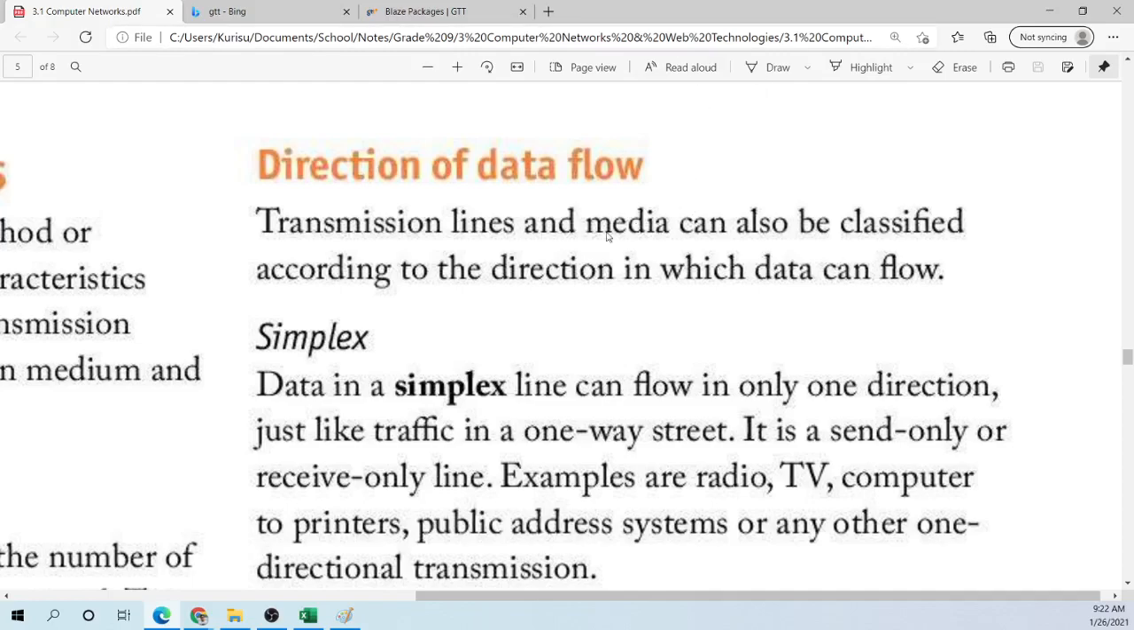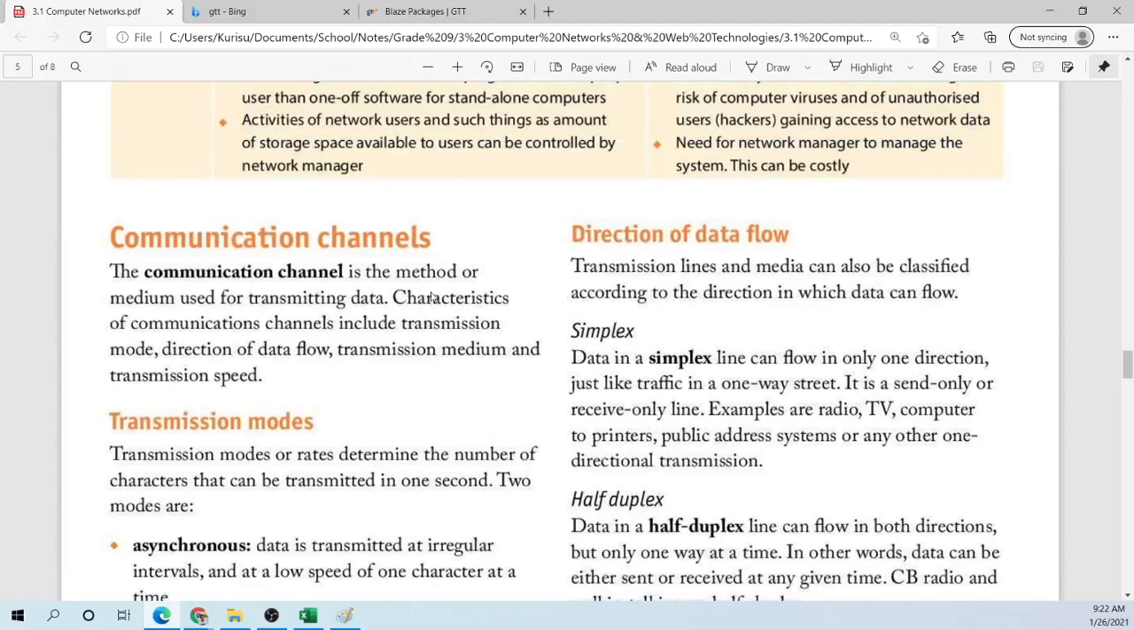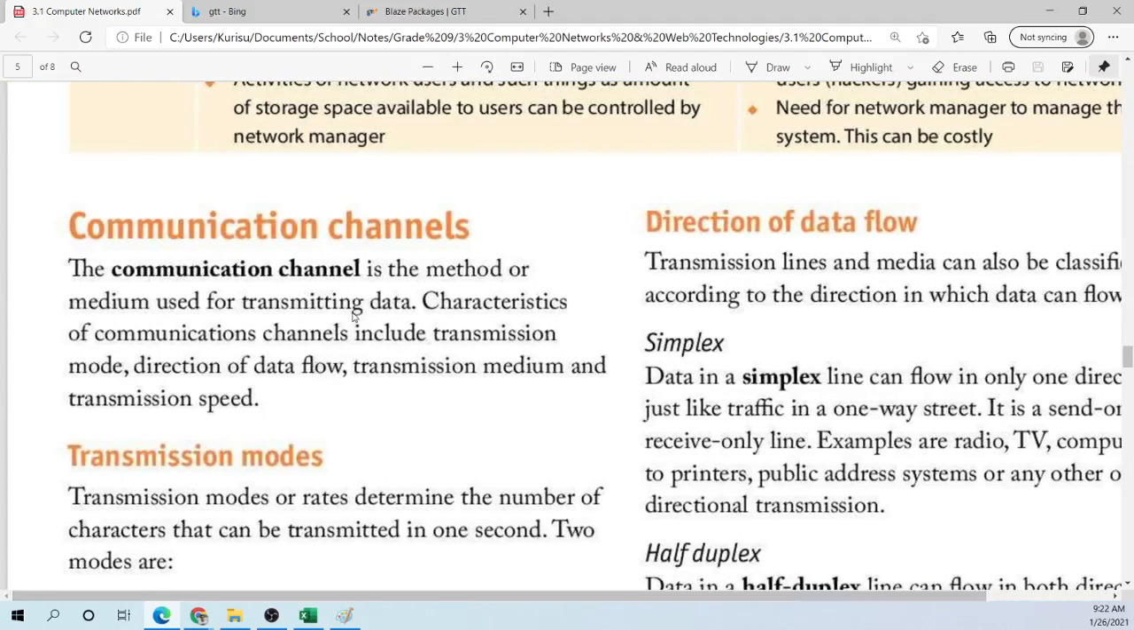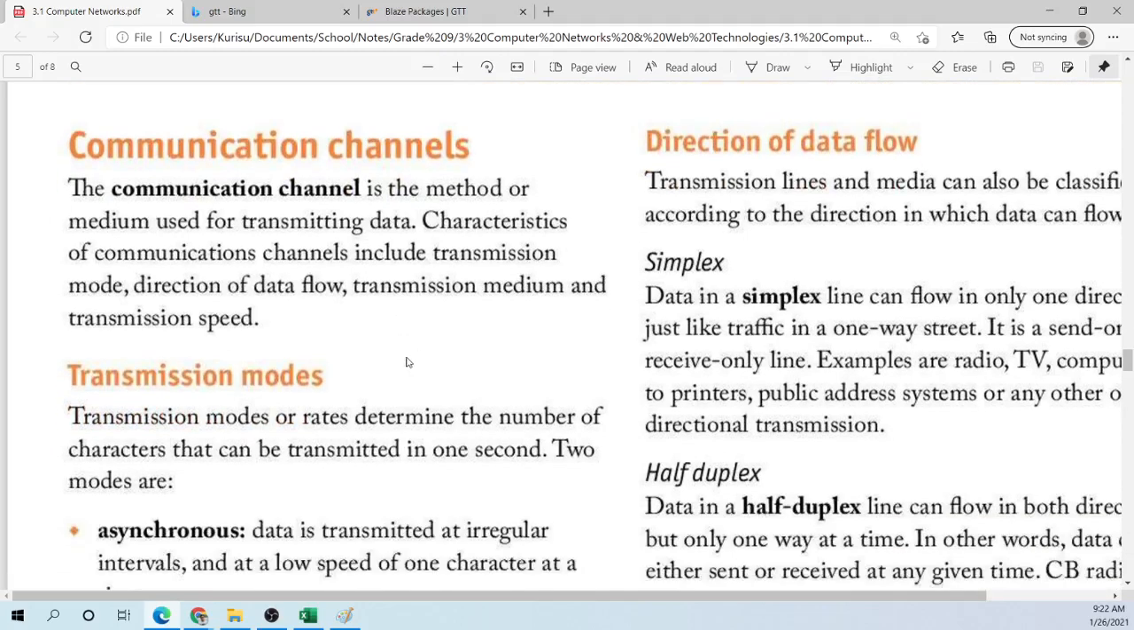Good. So remember, what are we looking at? We're looking at what is a communication channel. It is a method that is being used to transmit data, and there are some characteristics of that communication channel. The transmission mode, that is the first characteristic we just looked at.